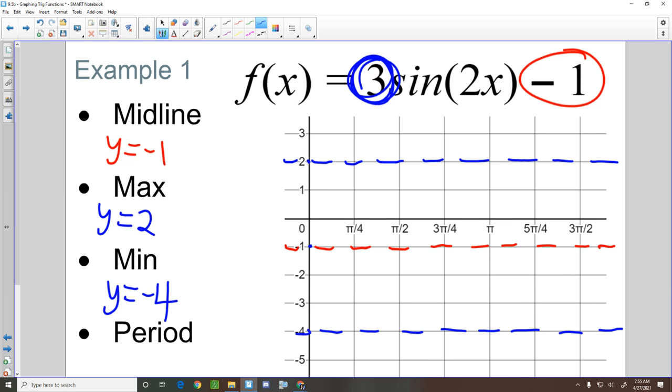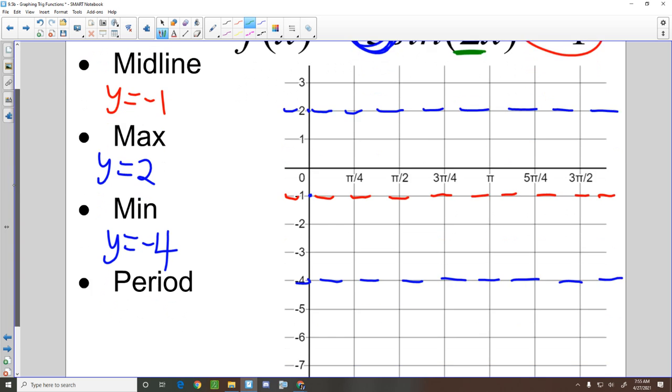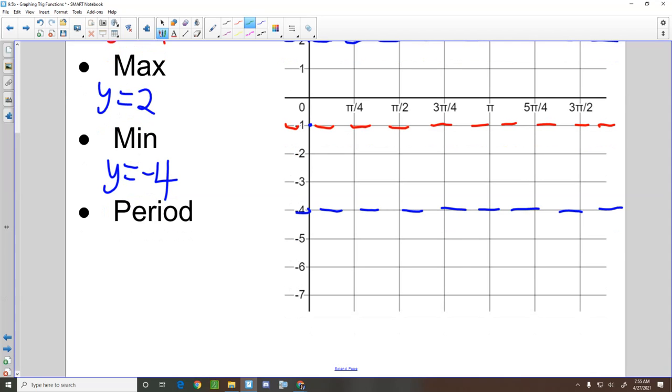But now, I need to know how wide my wave is going to be. Is it going to be a skinny, narrow wave or a really long, wide wave? That's going to be determined by the period. So this is where you take a look at the value that's written in the parentheses with the x or the theta or whatever our variable is. That's a 2. So go down here for the period, and to calculate this wavelength, you take either 2 pi or 360 degrees and divide it by that coefficient, by b.